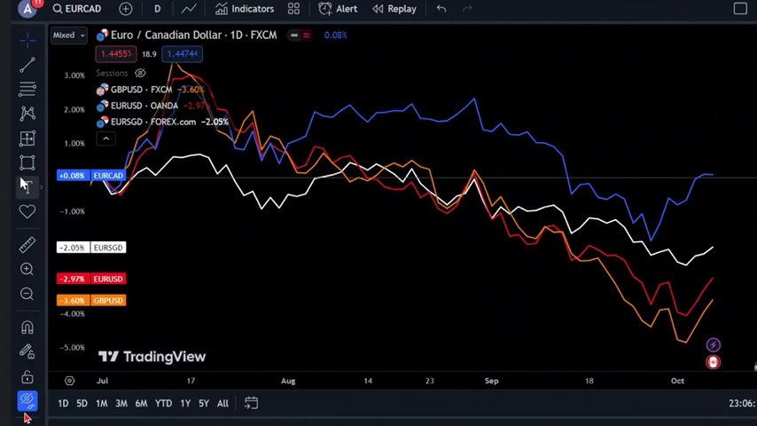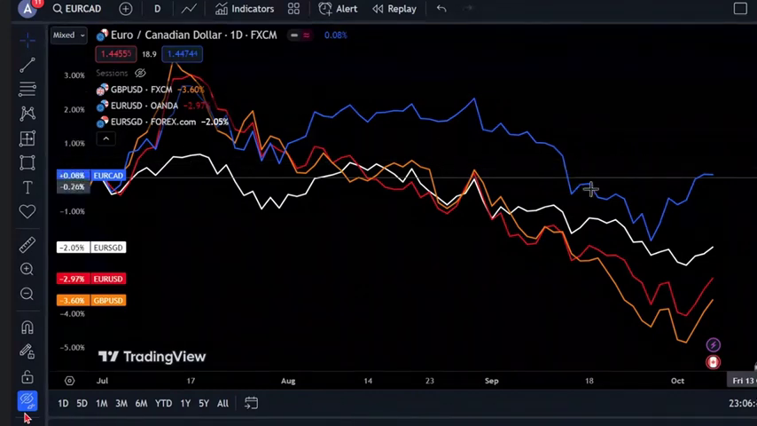Okay, so look at the blue, man. Look at the blue. So blue took out what high? You see the last high? What was the last high that was taken out by the blue line? This high.